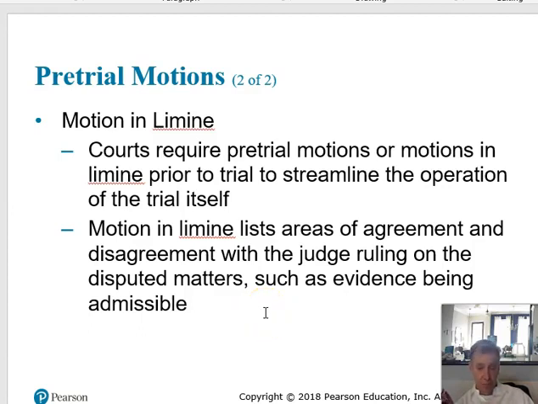Motion in limine. Courts require pretrial motions or motions in limine prior to trial to streamline the operation of the trial itself. These are areas of agreement and disagreement with the judge ruling on the disputed matter, such as evidence being admissible. So this is just to make the whole time in court shorter. If you both agree to something, why put on evidence about that?